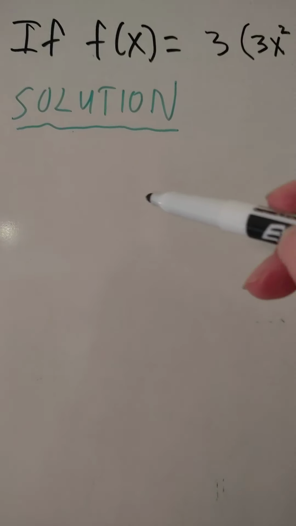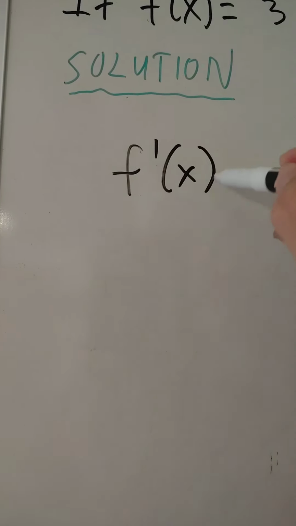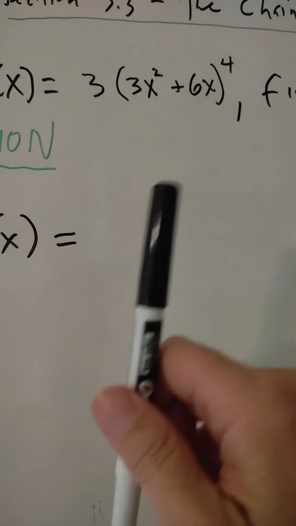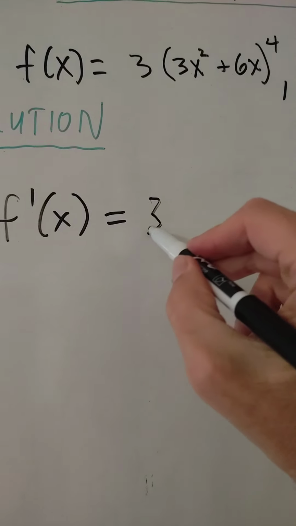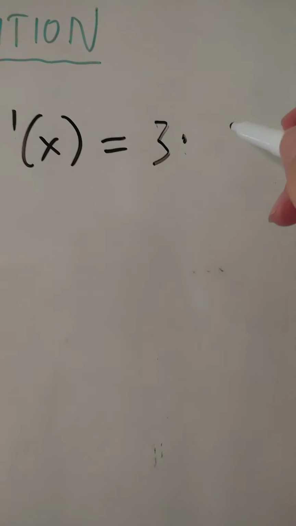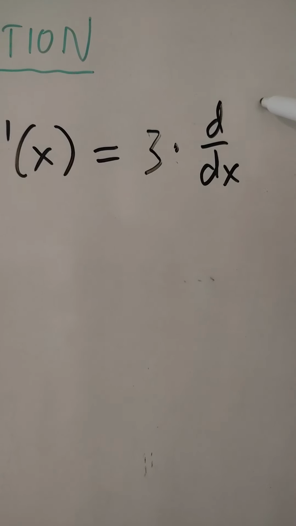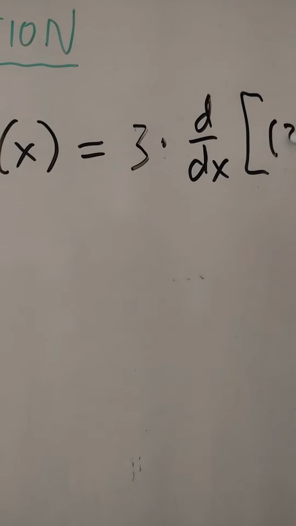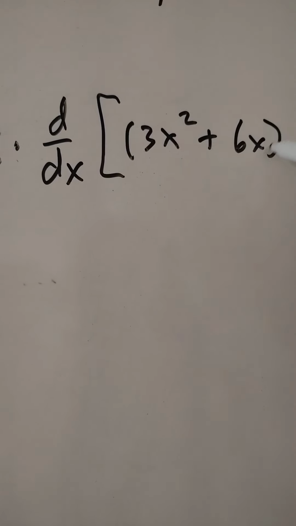Okay, so here we go. I'm going to write f prime of x is equal to, this is a constant factor, this 3. So I'm just going to pull that out. I'm going to show all my work here, so it's going to be 3 times, and then I'm just going to write d dx, just to say I'm going to take the derivative of the 3x squared plus 6x to the 4th.